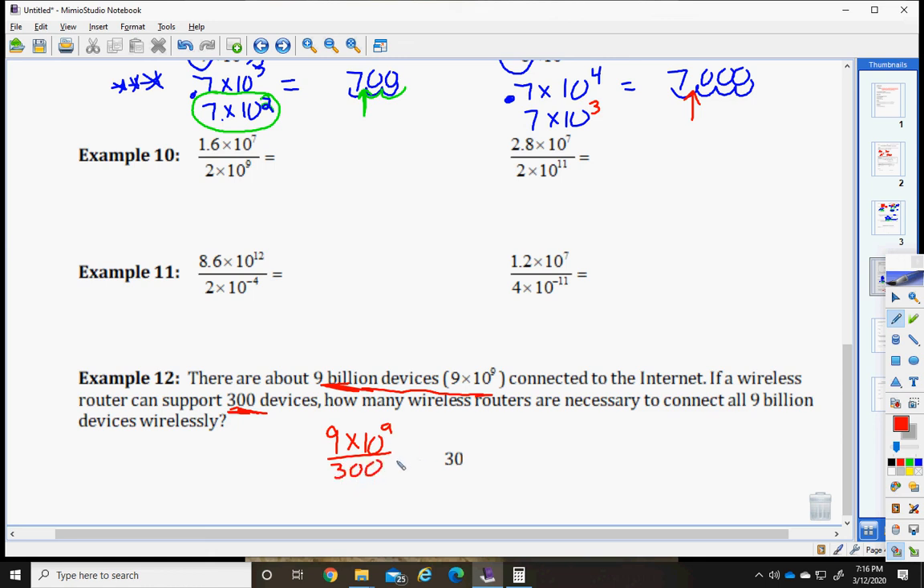Sometimes it's actually easier to write your number in scientific notation if it's not. So this 300 I can rewrite. So the top says 9 times 10 to the 9th.